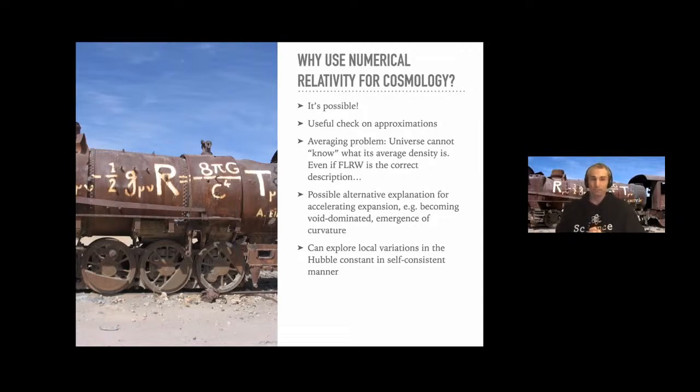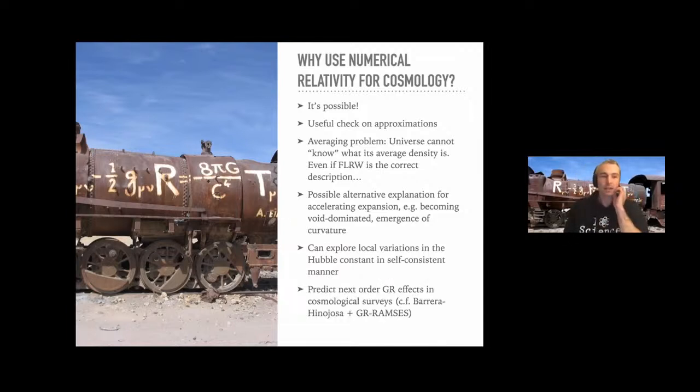But a more sensible thing to do, obviously, is that if you solve the equations of general relativity, then you can look at a particular region of space and see how fast it's expanding, and therefore explore local variations of the Hubble constant in a self-consistent manner. And probably the most sensible reason is what we've heard this morning from Cristian and others: you really want to see if any of these next order general relativistic effects are potentially detectable. That's interesting because we want to understand more about relativity, especially on large scales.